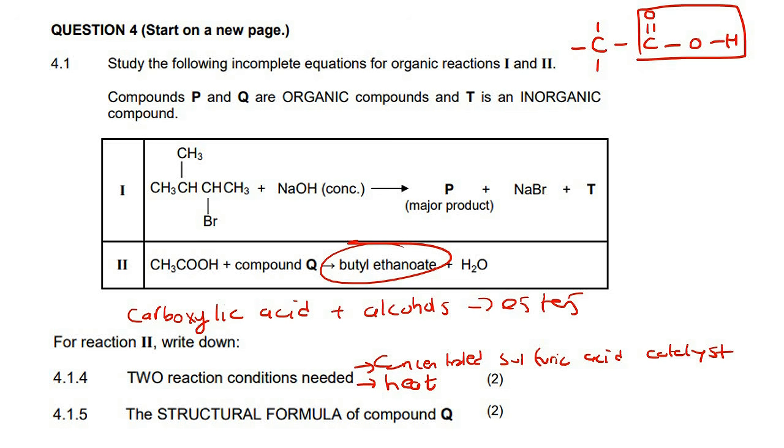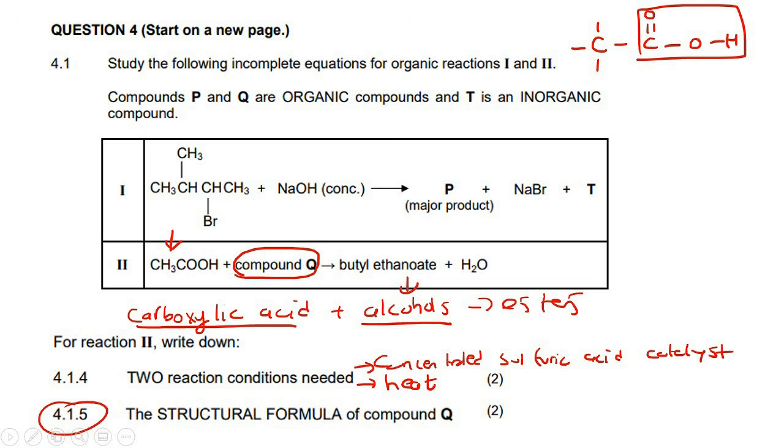Okay, so those are the 2 reaction conditions that we use for esterification. The next one says, what is the structural formula of compound Q? We know that to make an ester, you take a carboxylic acid, which we have there, and react it with an alcohol. This is definitely an alcohol, but we don't know much about it. However, we can see that the product is butyl ethanoate.